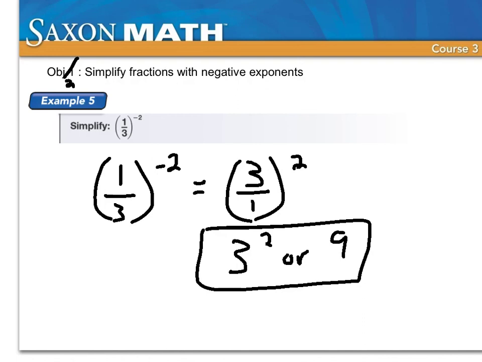So again, simplifying fractions with negative exponents is pretty easy. We're going to take this and make it its reciprocal, flip it over, and make the exponent a positive. So again, flip over the fraction, make the exponent a positive, and then simplify.